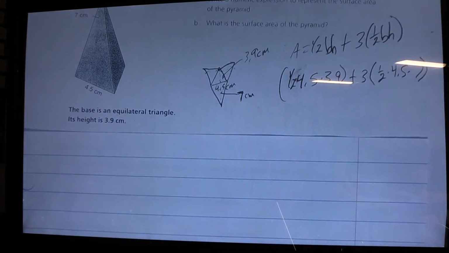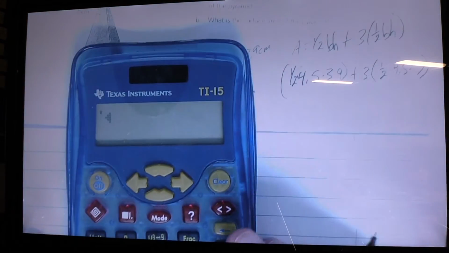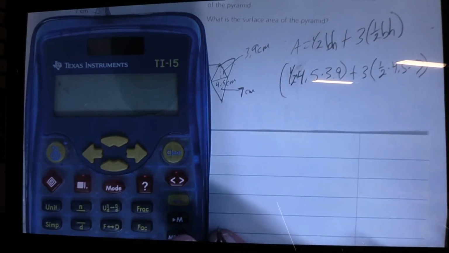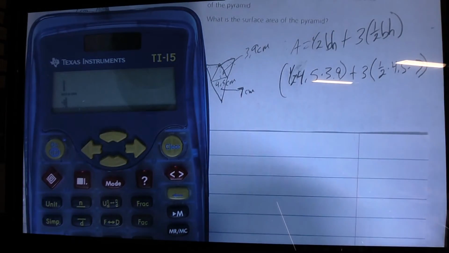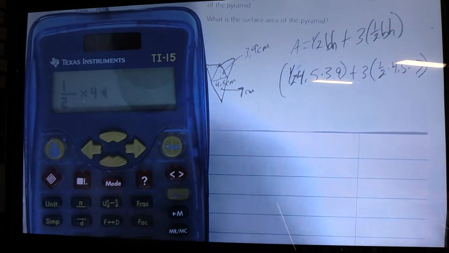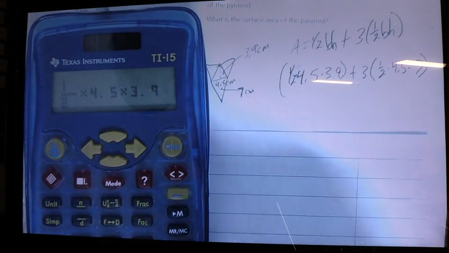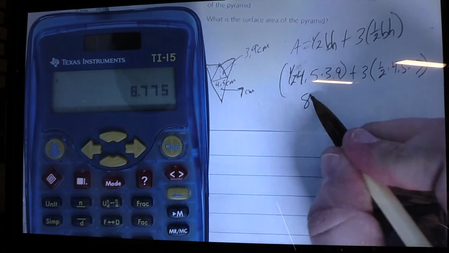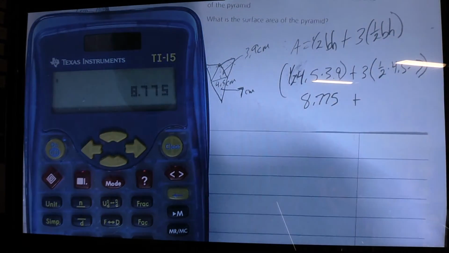All right, now I'm going to go ahead and use my calculator, and I'm going to find these values and just plug them in that way. Okay? So I'm going to say 1, and then press my N button for numerator, and then put 2 times 4.5 times 3.9, and it gave me 8.775 for that part. So far, how's it looking? Am I doing okay?